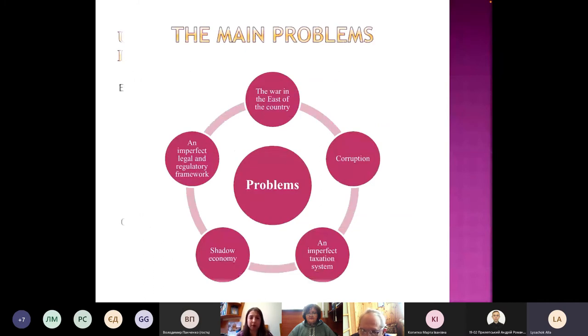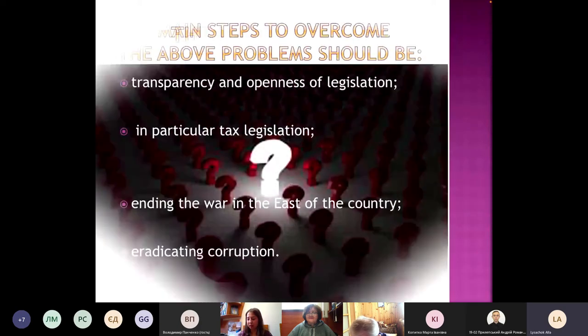In these pictures, we can see the main problems of the economy in Ukraine. This includes the war in the east of the country, corruption, the present taxation system, the shadow economy, and the lag in the regulatory framework that regulates investment issues and directs the right vectors of the process of ensuring investment security.